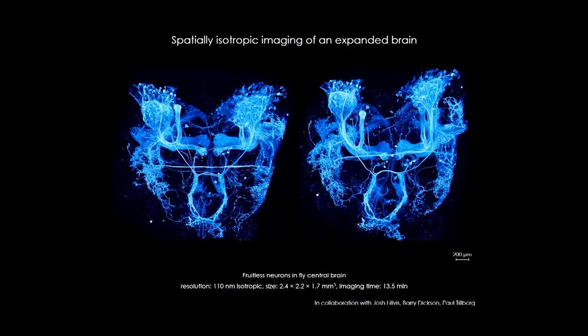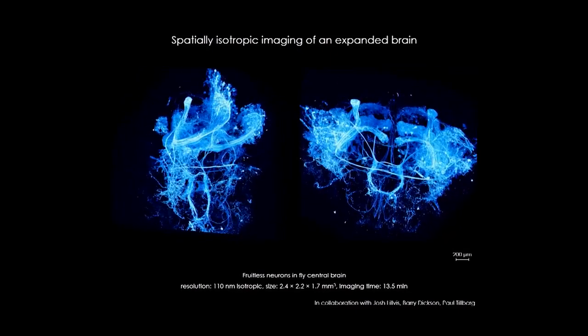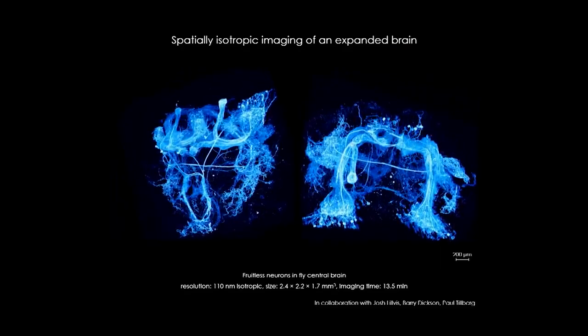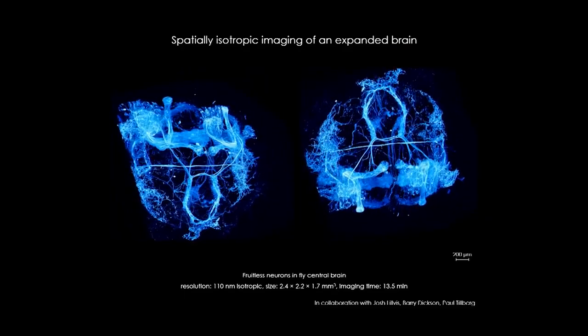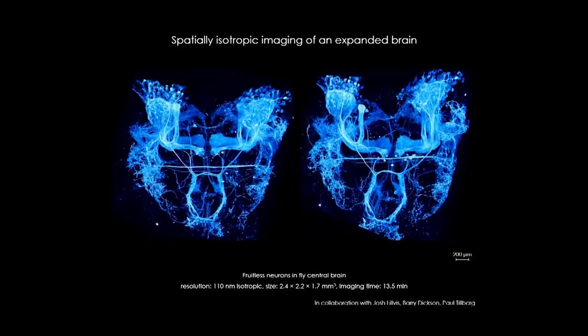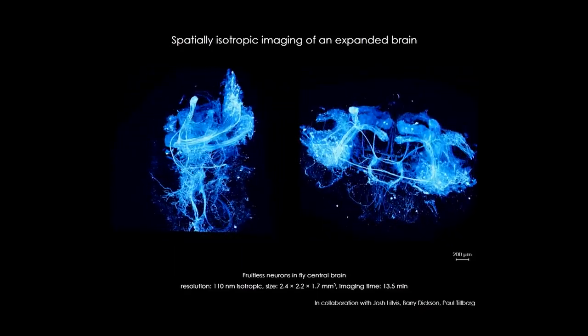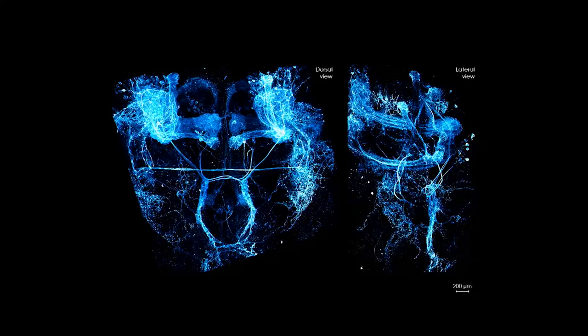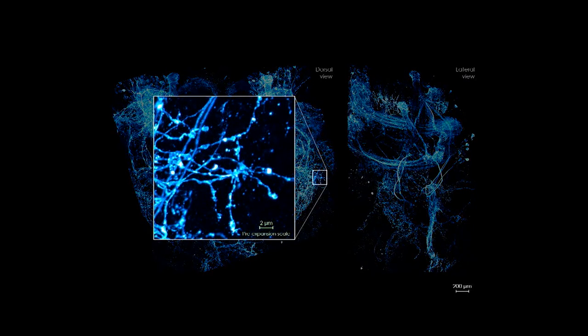So this is now an expanded Drosophila brain, combined with expansion microscopy. That makes it actually about 2 millimeters long along each side. And so within about 15 minutes, we get 100 nanometer isotropic spatial resolution across the brain. There's a sparse pattern of fruitless neurons that are labeled here. And if you zoom in, you can see the fine structural details, which can aid connectomics-type analysis in relatively high throughput with these imaging experiments.